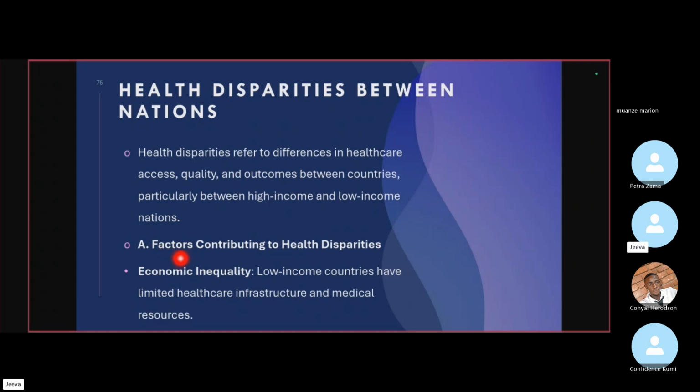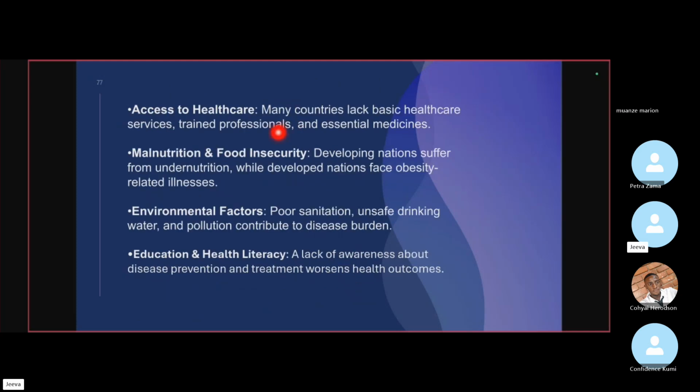The very first factor contributing to health disparities is economic inequality. As I told you, low income countries will have limited healthcare systems, infrastructure, and medical resources. So those countries will have very low health outcomes also. That can be a cause for health disparities. Those people living in low income countries will have less healthcare infrastructure and fewer medical resources available for their medical treatment.